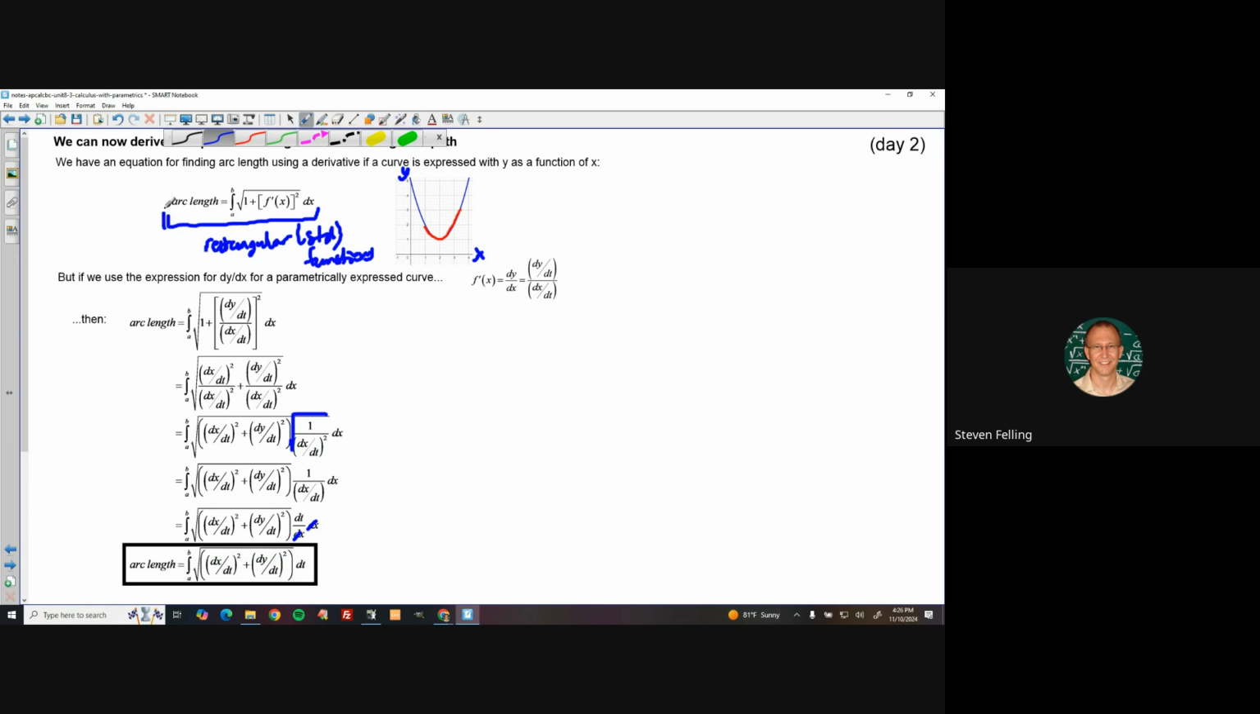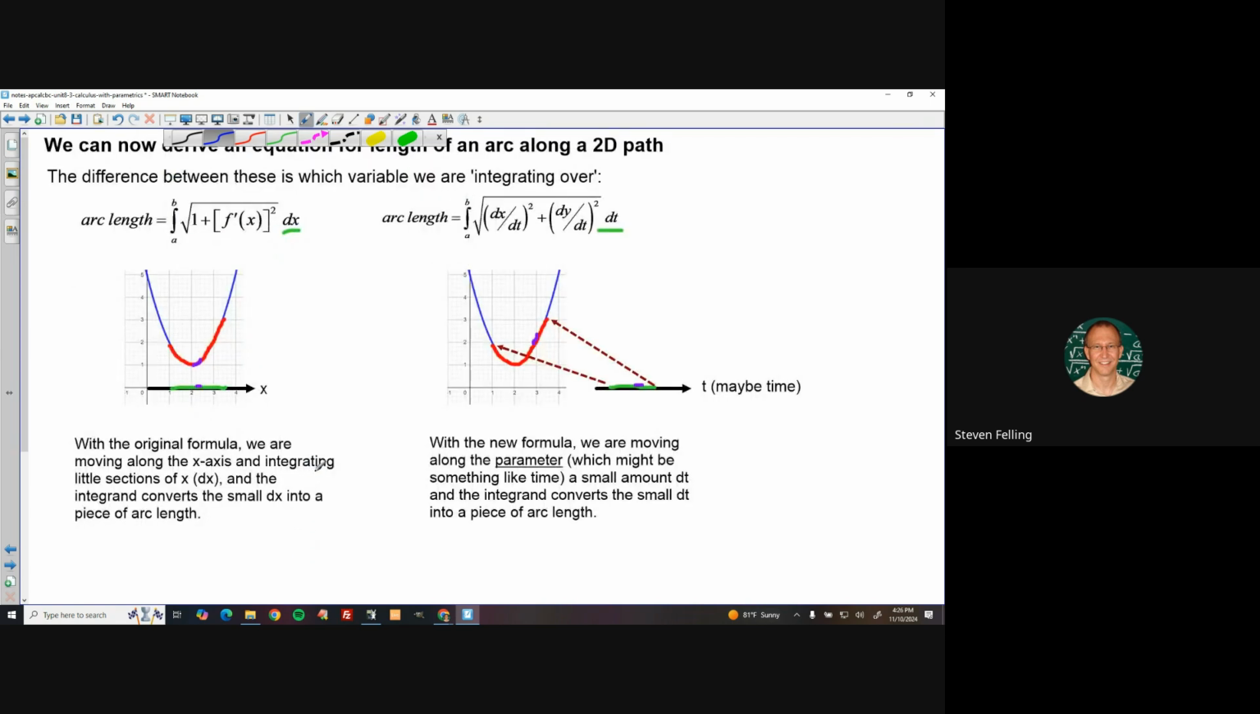So we have this arc length equation that we can use for standard forms where the radical is 1 plus f prime of x squared integrating over dx, or if we have parametric form, we can take the integral of the square root of (dx/dt) squared plus (dy/dt) squared and then integrate over dt. So why would we want this other form? Well, the differences are this. In the original form, we only had y as a function of x, and that means the domain is the x variable itself. So this dx represents a little piece of the x-axis.